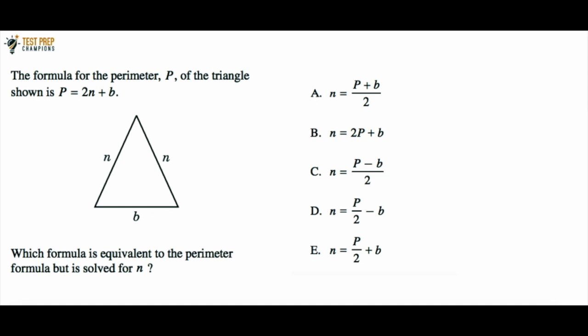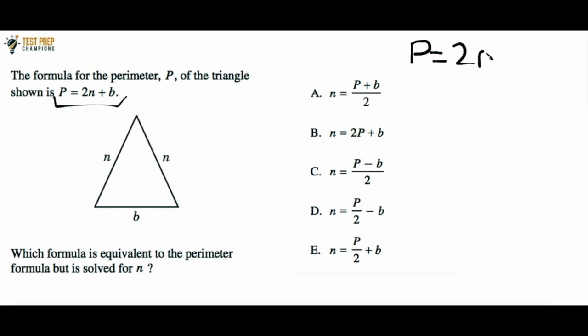Okay, so in this case, we want to take this equation and solve it for n. And if you're wondering, solve for n, what does that mean? That's just another way of saying we want to get n by itself on one side of the equation.